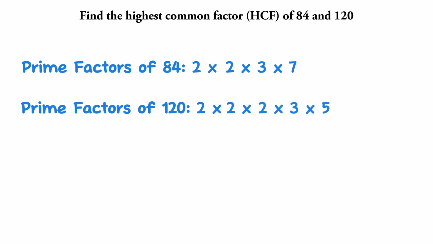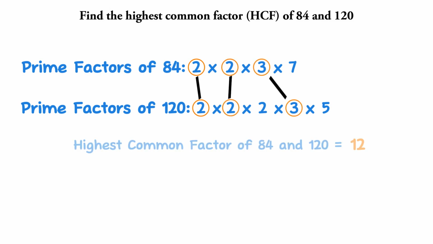All we're left to do now is to collect our common factors in the lists here for both 84 and 120, which would be 2 times 2 times 3, which is 12. Now, as you may have noticed, we didn't use the number 7 from the list of 84 because there's no other 7 in the list of 120 to accompany that number. So therefore it stays as 2 times 2 times 3.